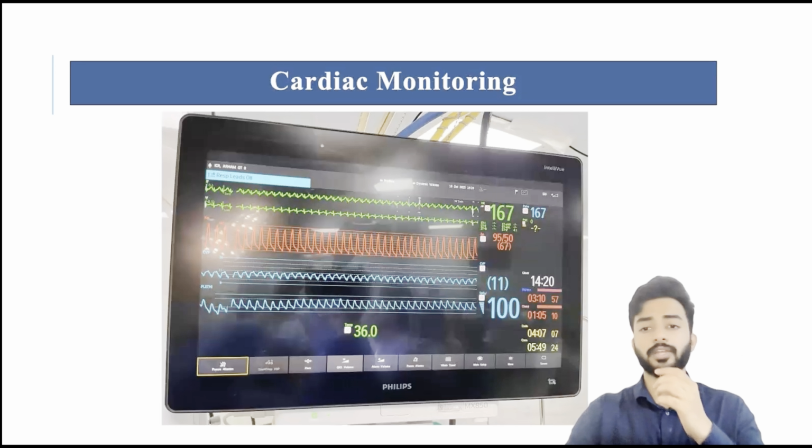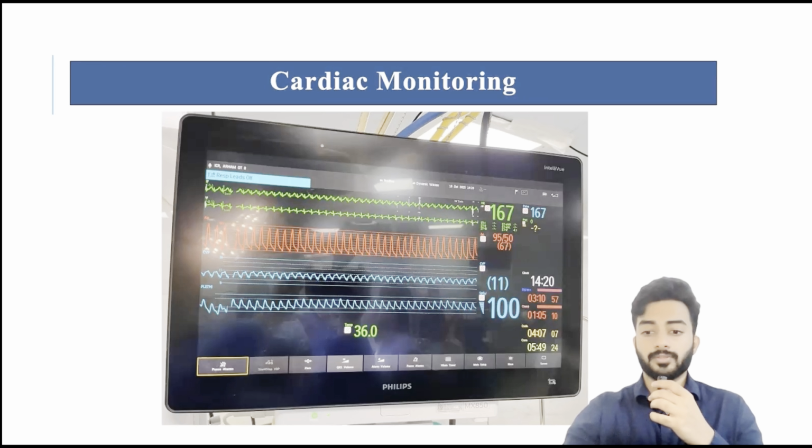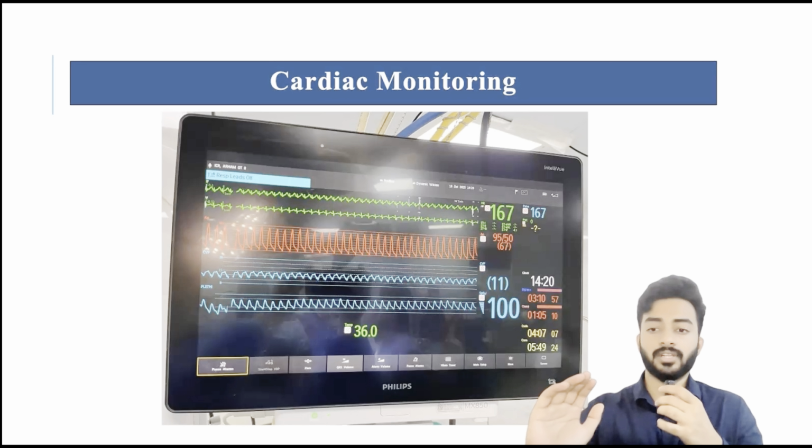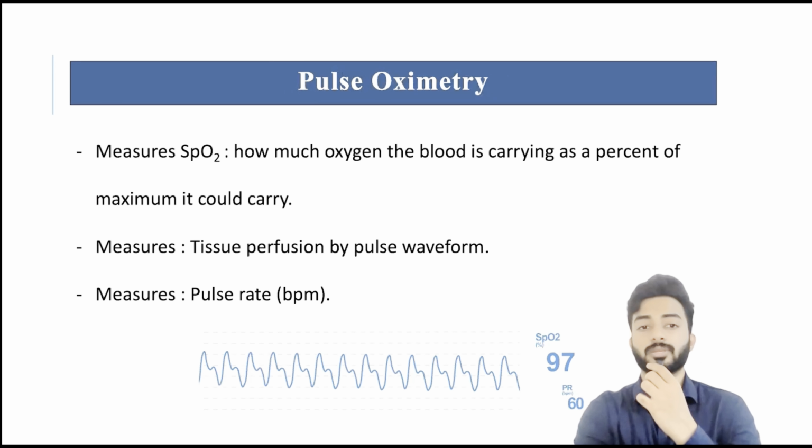So this photo I took from my OT. So we have this ECG and arterial blood pressure line, CVP and SpO₂ plethysmographic graph, temperature. We also have these different timers which we use in cardiac anesthesia. So we will see each monitoring in the subsequent slides. First, we will start with pulse oximetry.